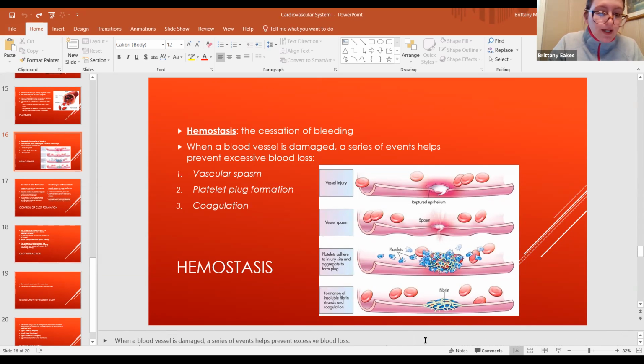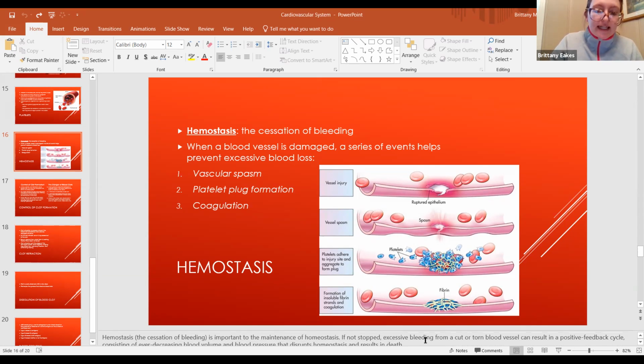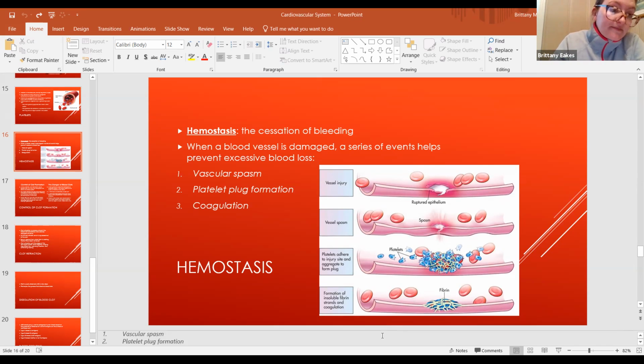This is really important because hemostasis is important for homeostasis. If we don't stop bleeding, excessive bleeding from a torn blood vessel would result in a positive feedback cycle consisting of ever decreasing blood volume and blood pressure that disrupts homeostasis, and it would ultimately result in death. So it's very important that our blood have these formed elements that can help stop the loss of blood.